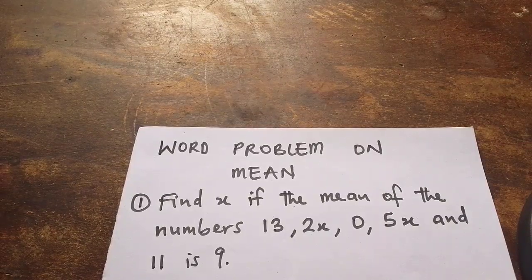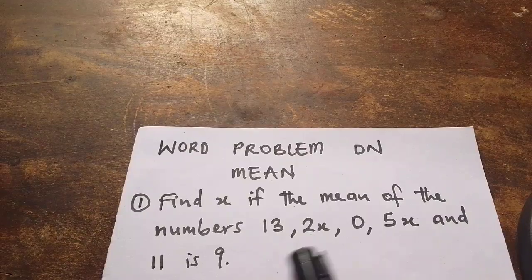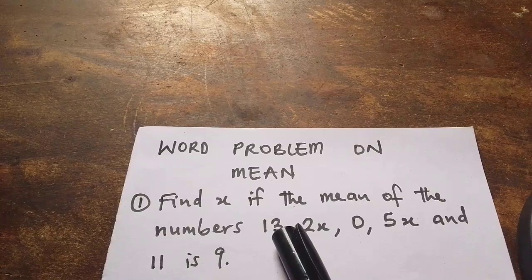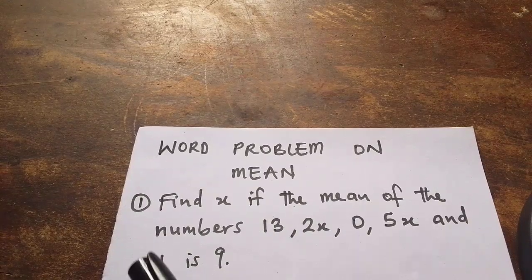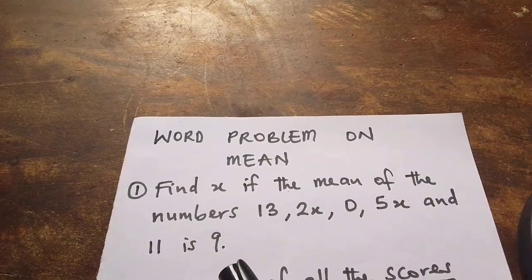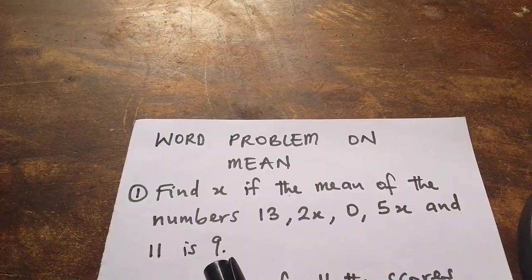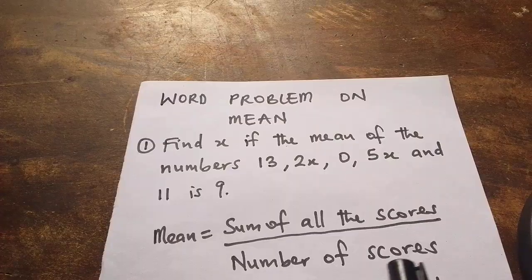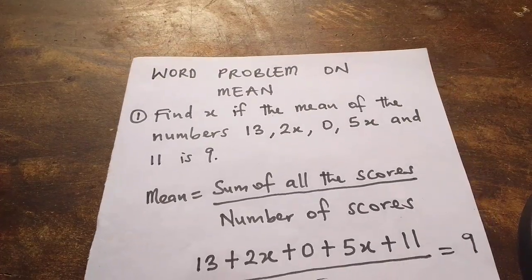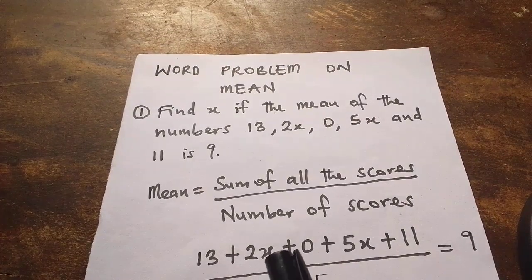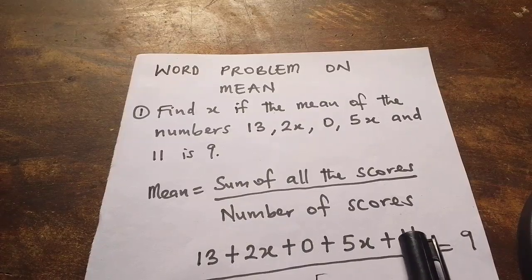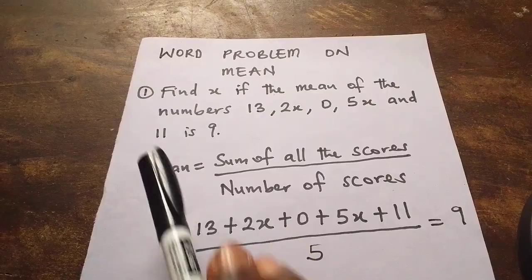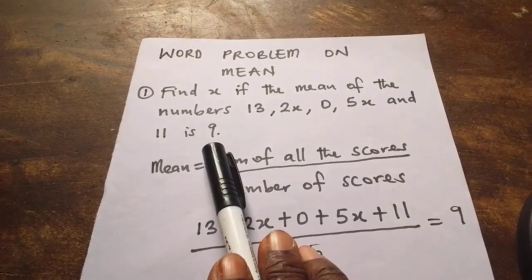You know the mean. The mean is the addition of all these scores divided by the number of scores: 1, 2, 3, 4, 5. So already we have been given the value for the mean to be 9. So the formula for the mean is the sum of all the scores over the total number of scores. If you add the scores, you add 13 plus 2x plus 0 plus 5x plus 11, everything divided by 5, should be equal to 9, which happens to be the mean.